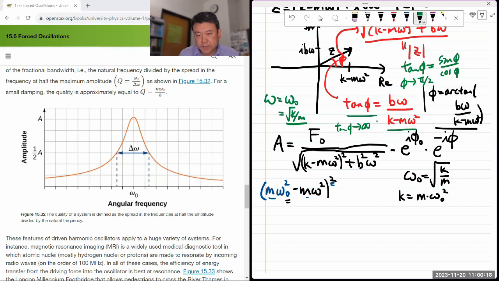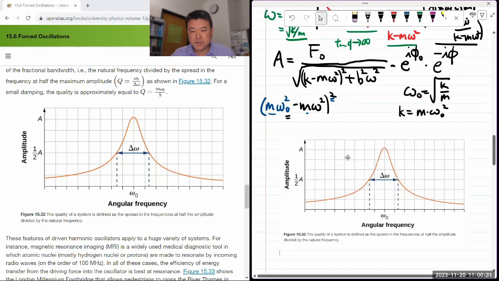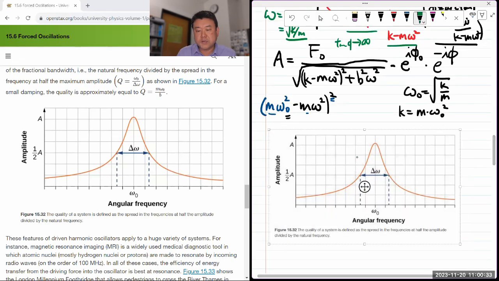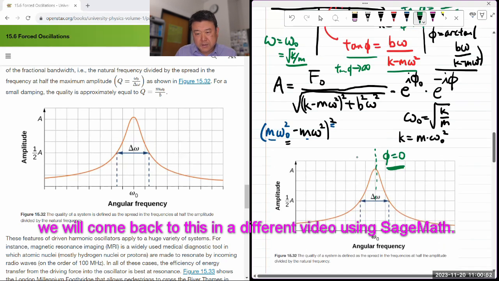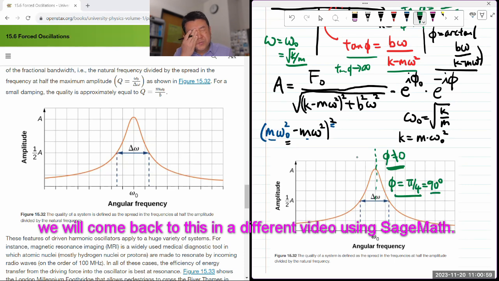For some reason, just having this plot of the amplitude as a function of driving frequency, I was expecting on resonance to have phi equal to 0, to have a response that's completely in phase with the driving force. But the math above is suggesting not this, but suggesting that phi is equal to pi over 4, 90 degrees, which could make sense in some context. I'll have to think through if that's right.